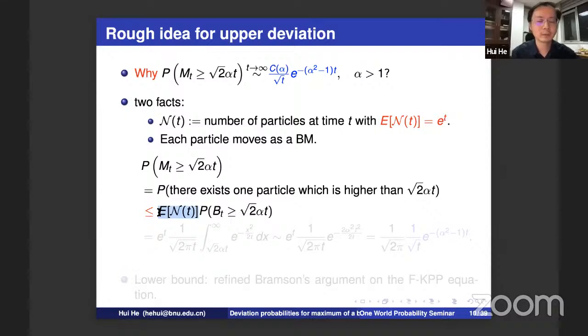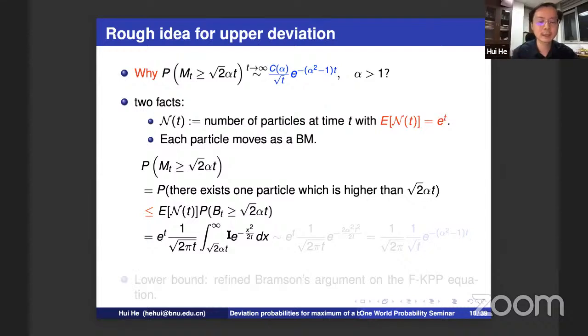The first fact is that, on average, the total number of particles is e to the t. And the second fact is that each particle moves as a Brownian motion. So the probability that each particle's position is higher than square root of alpha t is just the probability that the Brownian motion at time t has a value larger than square root of alpha t. Okay, and we also know that B_t is normally distributed with mean 0 and variance t. So you get the following quantity: e to the t times this integral.